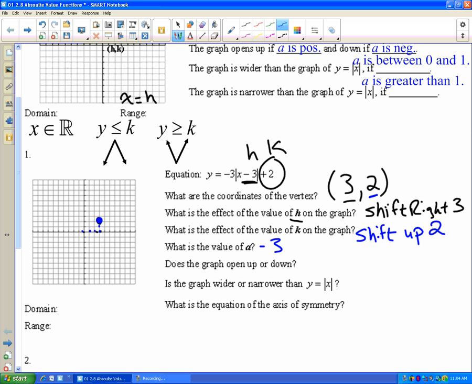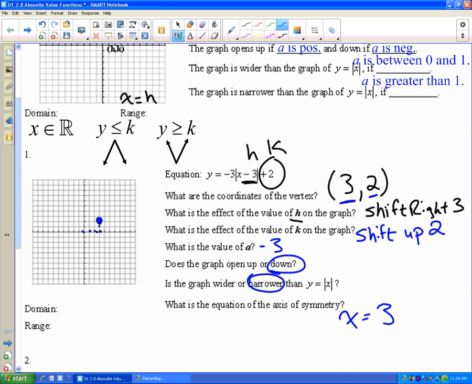Since it's negative, the graph opens down. Is the graph wider or more narrow than y equals the absolute value of x? Well, a is greater than 1, so it's going to be narrower. The equation of the axis of symmetry is going to be x is equal to 3, my h.